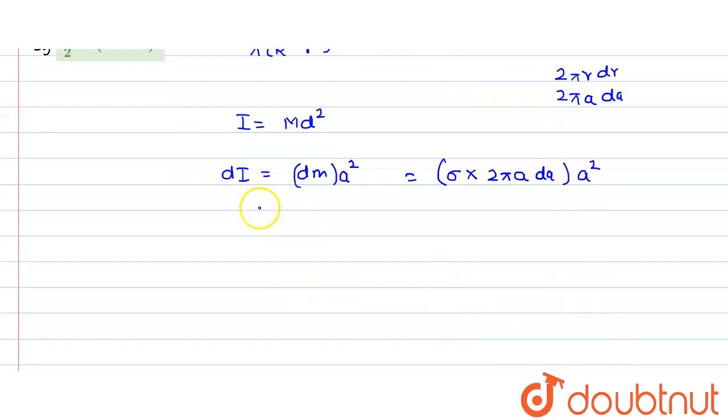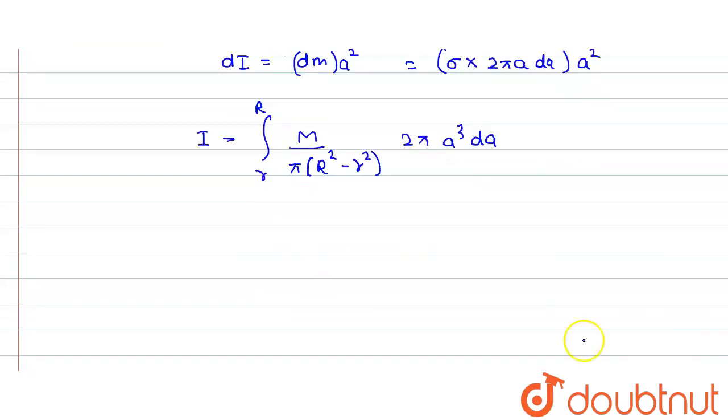Now to get the total value of the moment of inertia, we just need to integrate this. So I would be equal to the integration, lower limit from small r to the upper limit capital R. Sigma we know is capital M divided by pi into (capital R square minus small r square), into 2 pi, then a cube da. From this expression the constant terms we can take outside, so M could be taken outside, 2 divided by (capital R square minus small r square), and pi would be cancelled. The integration of a cube would be a to the power 4 divided by 4, and the limit would be from small r to capital R.